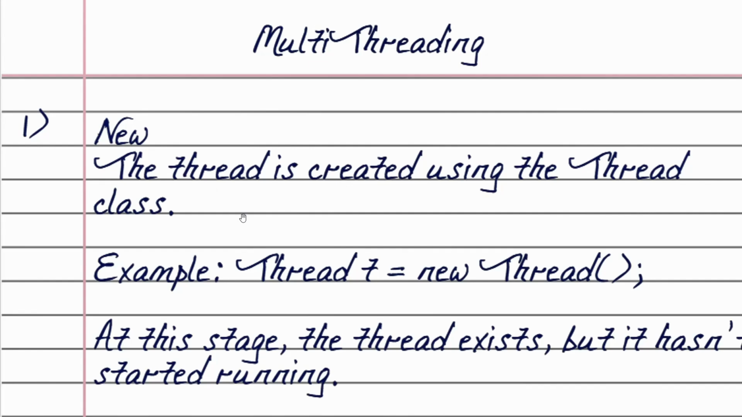Now the first stage is new. The thread is created using the Thread class. A new thread is created using the new keyword. So the example is Thread and then the reference name, that is t. We use the new keyword and then the Thread constructor. This way we can create a new thread.